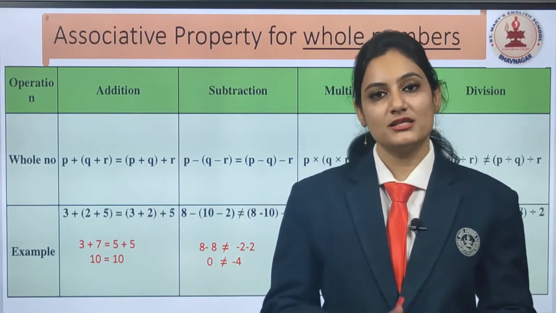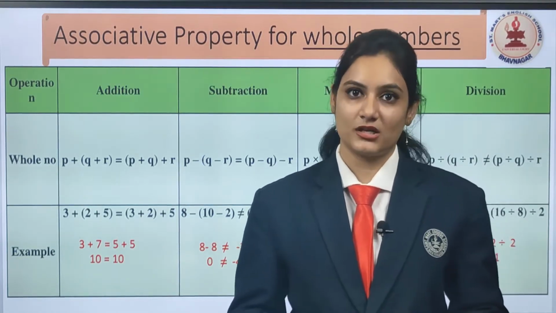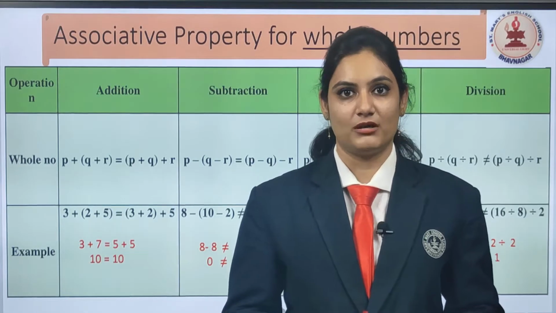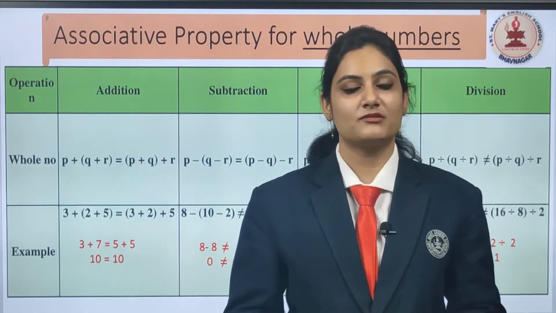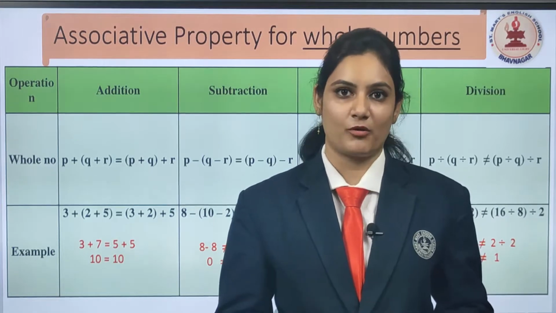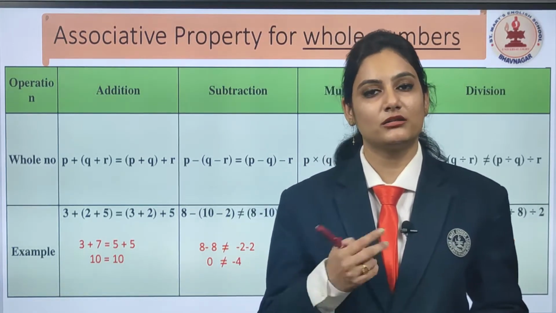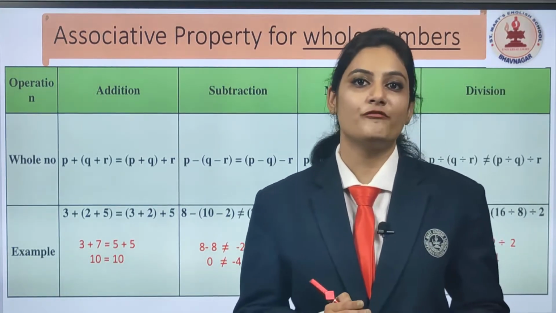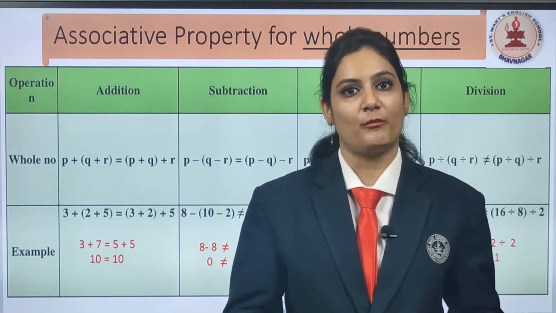Now in this video we will understand associative properties for rational numbers, okay? Before that, which properties have we learned? We have learned closure property, we have learned commutative property, correct? Now we will learn the third and the last property of rational numbers, that is associative property.